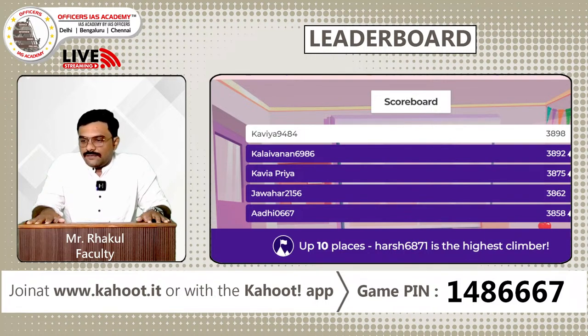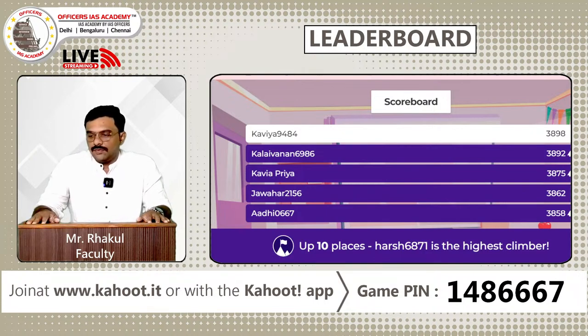Still, Kavya is in the first place. Kalaivanan has come up. He has come to the second place. Kavya Priya has also come up. She is in the third position. Jawahar has gone down. He is in the fourth position. Adi has come new to this top 5. He is in the fifth position. So I hope everyone is clear about interstate council. Now let us move to the next question.